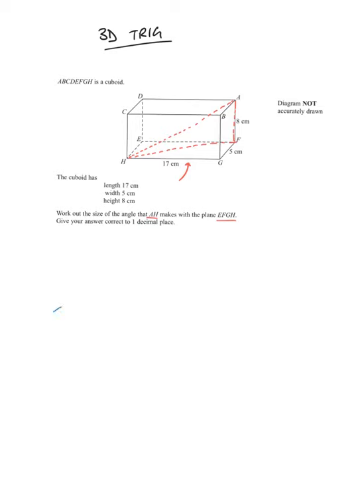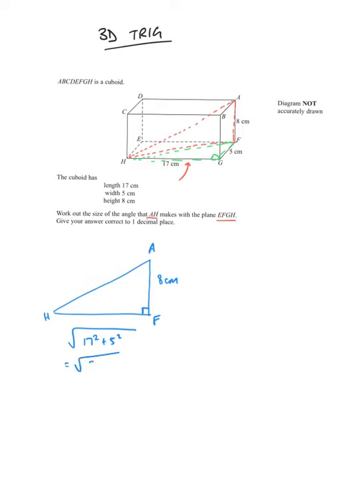Now what I'm going to do is draw out my right angled triangle outside of the main diagram. I'm going to label up the corners so I don't get confused with what's where. I know that AF is 8 centimetres, that's on the diagram, but I don't know the size of FH yet. FH, using Pythagoras' theorem, is going to be the square root of 17 squared plus 5 squared. So if you notice, I've got a right angled triangle here going from H to G to F. So that side length there is the square root of 314.